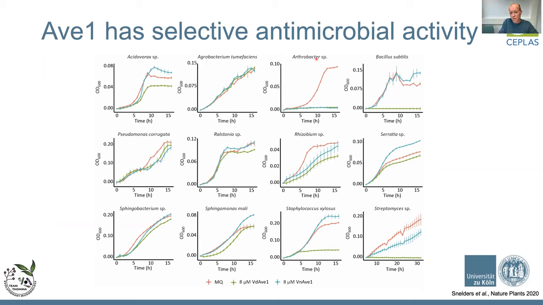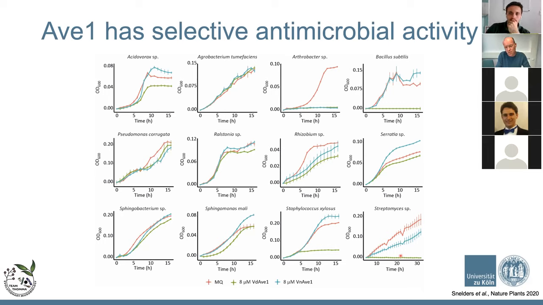So when we here look at Arthrobacter, the water curve looks good, but then in the presence of both these AV1 homologs, we don't see any growth at all. When we look at Bacillus subtilis, there is abundant growth in the presence of water, but there is no growth in the presence of the AV1 from Verticillium dahliae. In this case, we do see growth in the presence of this nubilum homolog. So Bacillus subtilis is not the only one that is very sensitive to AV1 treatment, at least the AV1 from Verticillium dahliae. Also here, for instance, Staphylococcus and Streptomyces are very sensitive to AV1 treatment. So this was already a first hint that indeed AV1 could be an antimicrobial protein.